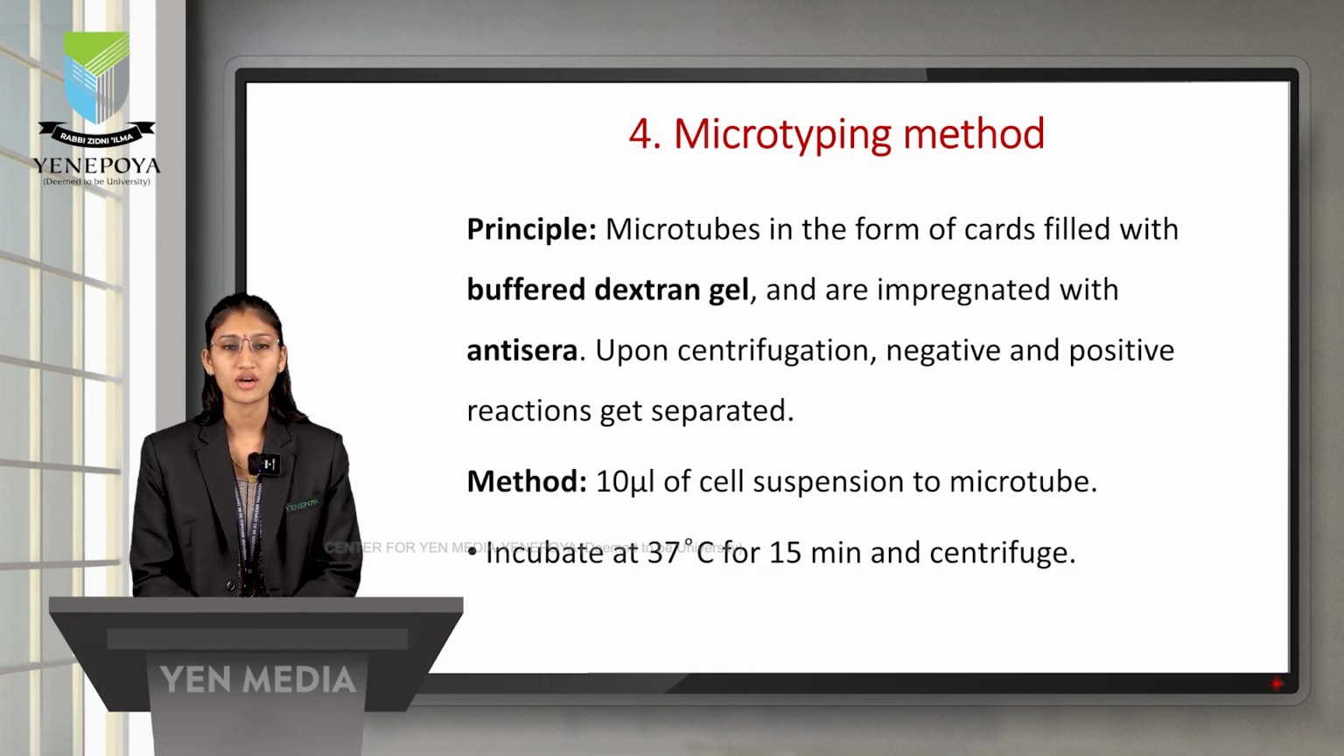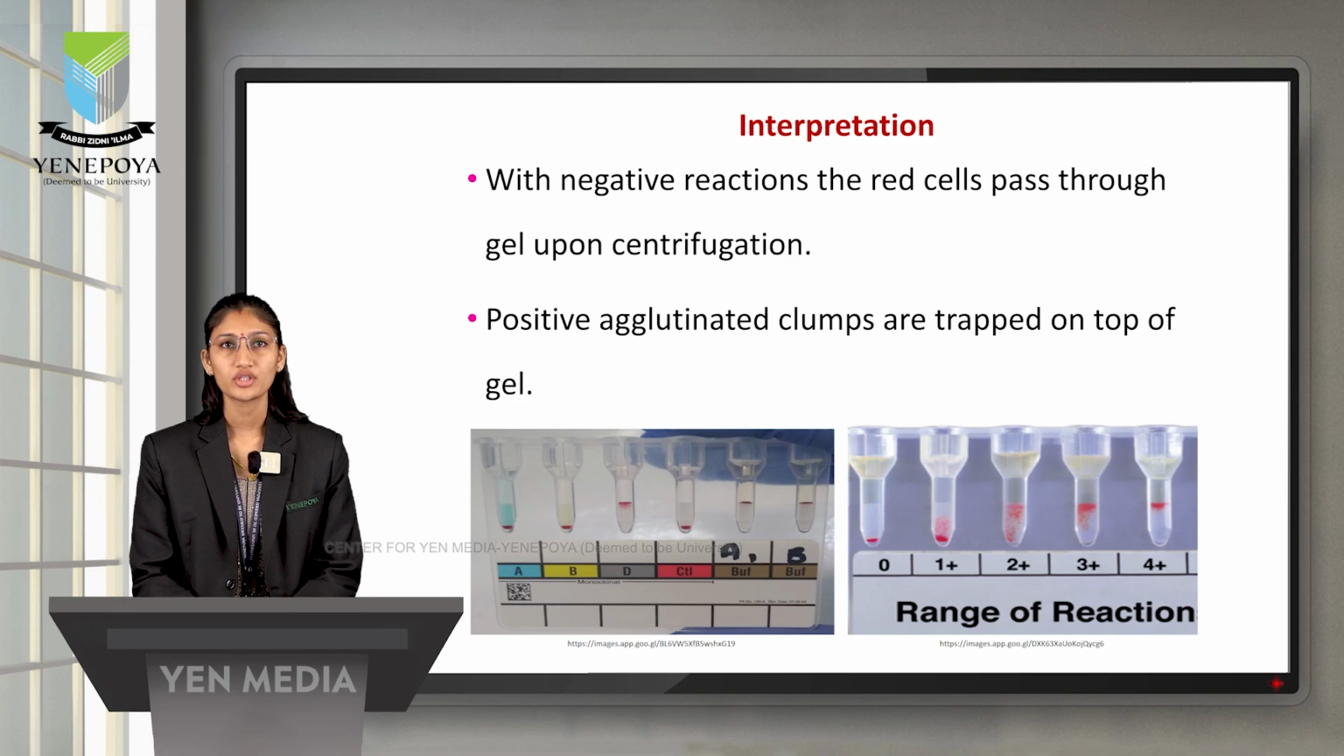Moving on to the method, you add 10 microliters of the cell suspension to the microtube, incubate it at 37 degrees Celsius for 15 minutes, and centrifuge it. Moving on to the interpretation: if it is negative, with no clumps or agglutination, the red cells will settle down. If it is positive, the agglutination will be trapped on the top of the gel card. You can see the reaction on the top of the gel card and, depending upon the reactivity, grade it 4+, 3+, 2+ and 1+.